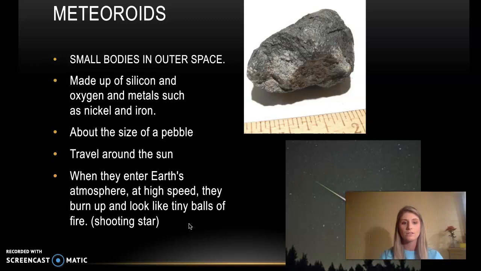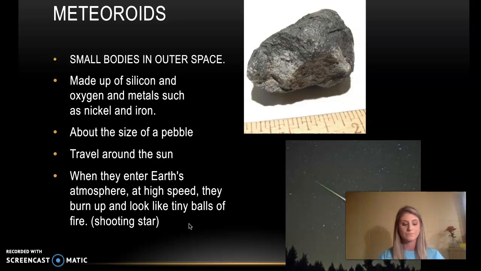They also travel around the sun, but they are not necessarily in our Earth's atmosphere. They are way up in outer space, but they do eventually come into Earth's atmosphere, and when they do, they turn into a meteor. They come into Earth's atmosphere at a really high speed, they burn up, and they look like tiny balls of fire. Some of you may have heard or even seen a shooting star. A shooting star is actually a meteoroid that has come into Earth's atmosphere and is now burning up, and that is what causes a shooting star.